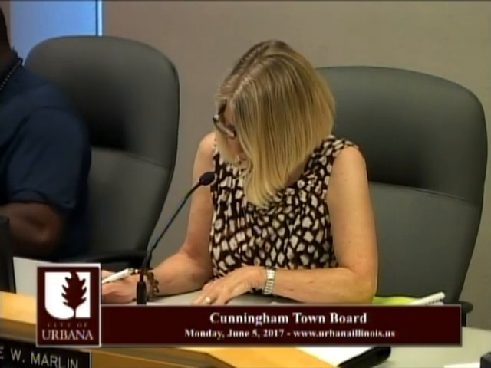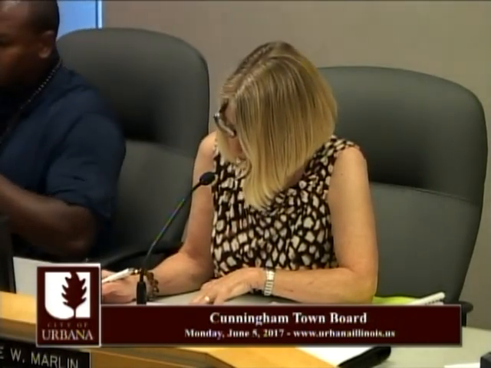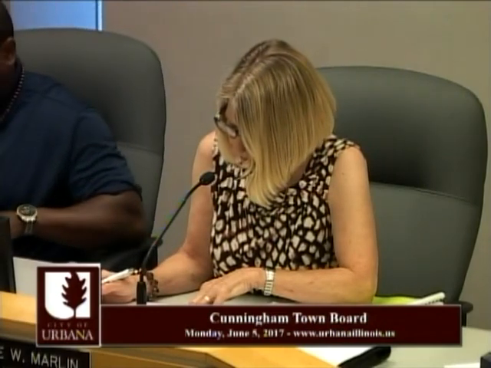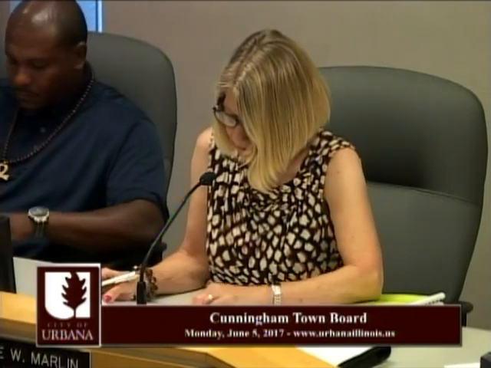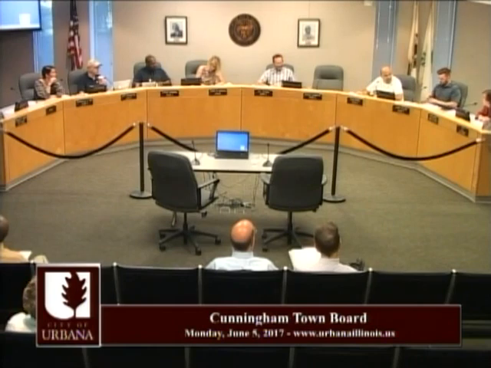Next up is resolution number T 2017-06-003R, a resolution authorizing the Cunningham Township Supervisor to sign a contract with Health Alliance Medical Plans for health insurance coverage effective January 1st, 2017. Probably the most obvious question is January 1st, 2017 was a while ago. So why is this being passed now? That was also my question for Fred on my first day.